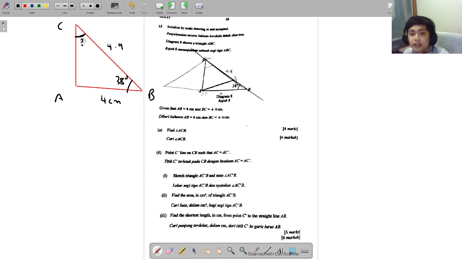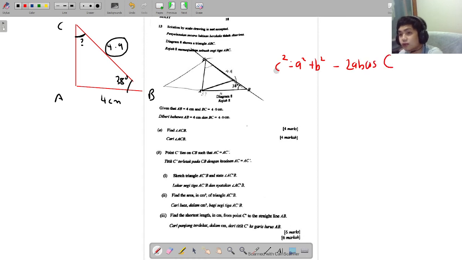In order to find this angle, we need at least one more length, because we want to use either the sine rule or the cos rule. We can use the cos rule because for these we do not know the angles, and for this one we do not know the length. The cos rule states that c squared equals a squared plus b squared minus 2ab cos C. The length corresponds to the angle. We don't know the length, but we know the angle, so we can use the cos rule formula here.